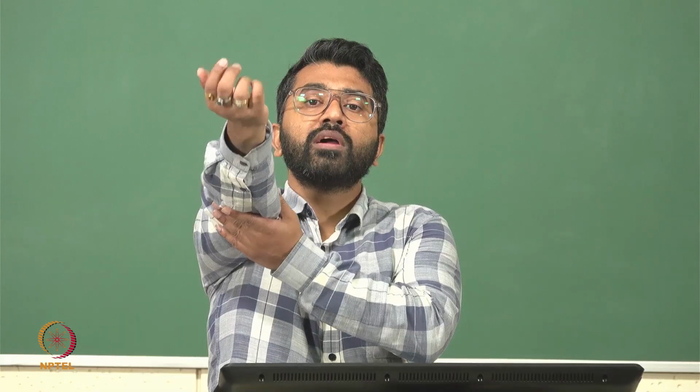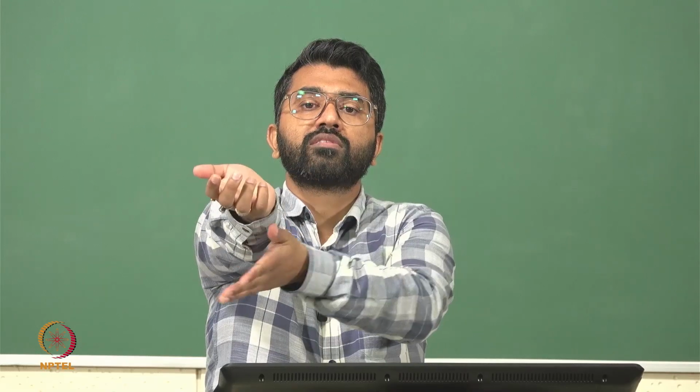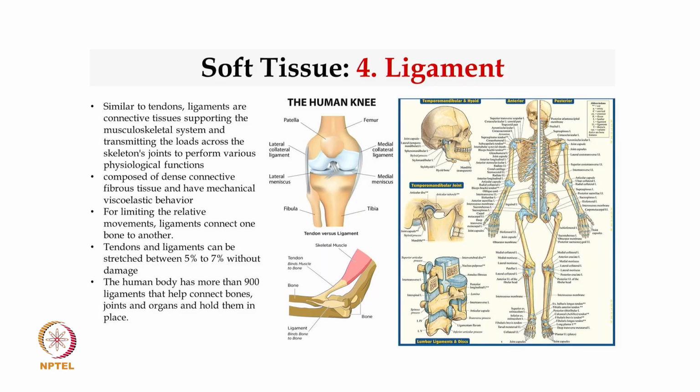So can I rotate my arm? I can rotate my arm this side, but can I rotate my arm on the other side? I cannot, right? So this rotation or movement is prevented by a ligament, similar to your feet. There are so many locations on your body where you can move only to a certain extent and not beyond that. We are not 100% flexible, right? So these constraints or prevention of further movement of your body at certain locations is caused by the ligaments, right? Tendons and ligaments can be stretched typically between 5 to 7% without damage.